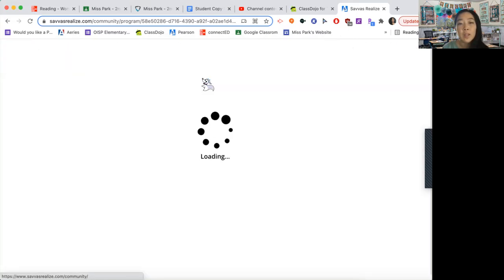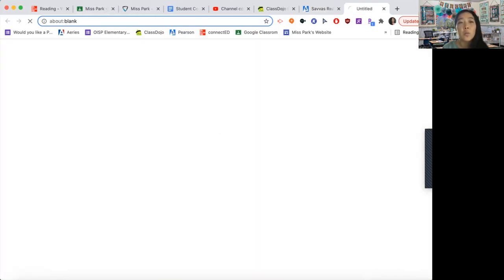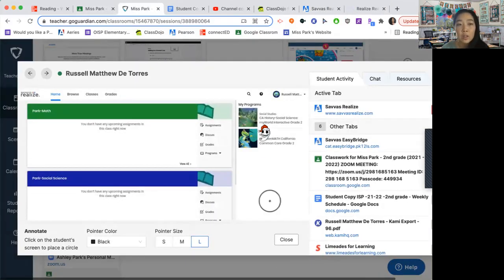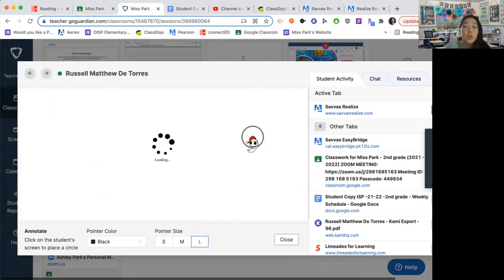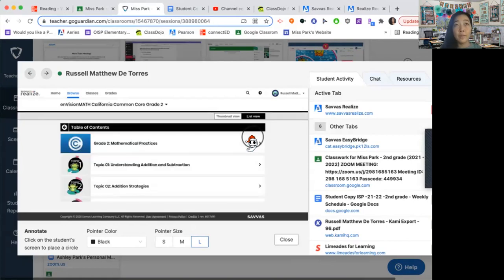So what I'm going to do is go to eText, interactive reteaching and practice workbook, and then open a new window. Let's see if I can show you how to do that. I want to see if I can show you how to edit this on your computer. The only negative is that if you don't have your math workbook, I don't think this will save your work. It's nice because you can follow along and actually do it, because I'd rather you do it and it gets erased than not do it at all. So if you don't have it and you can't print it, you can always do it this way, or you can do it on a separate sheet of paper, okay?